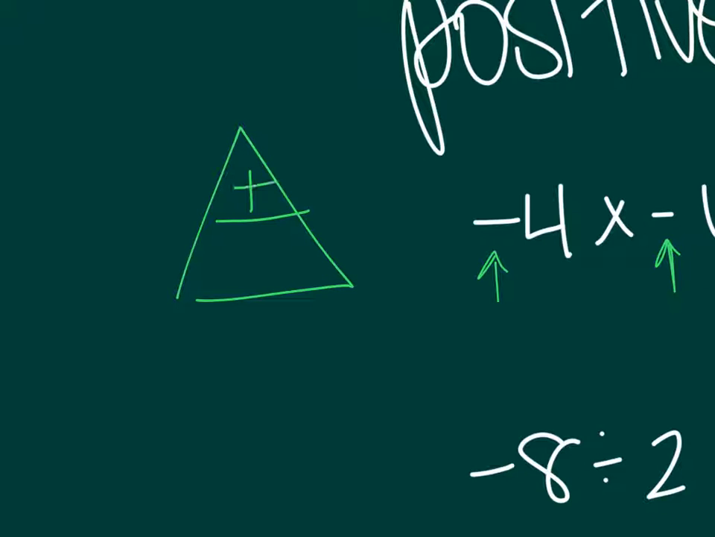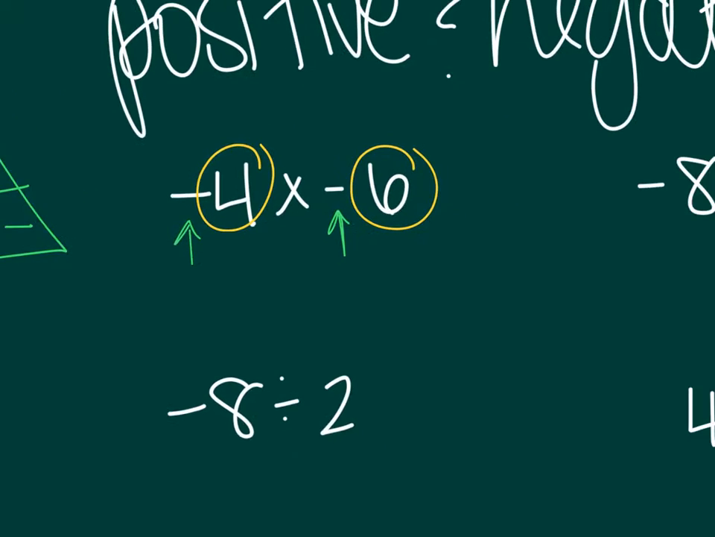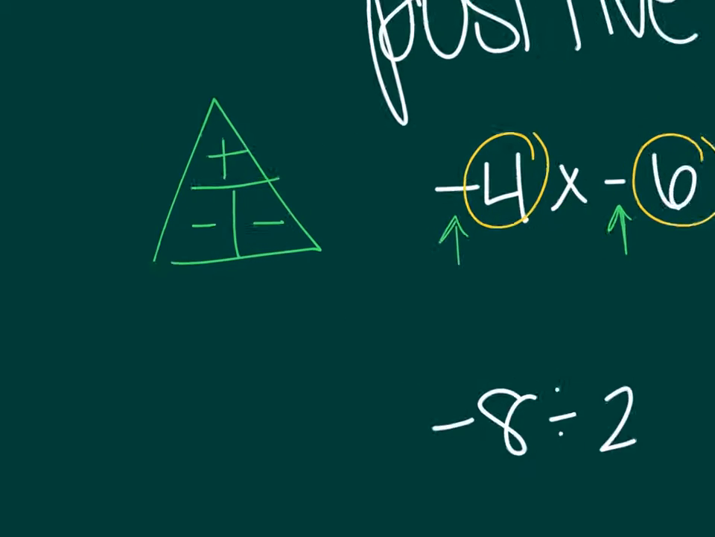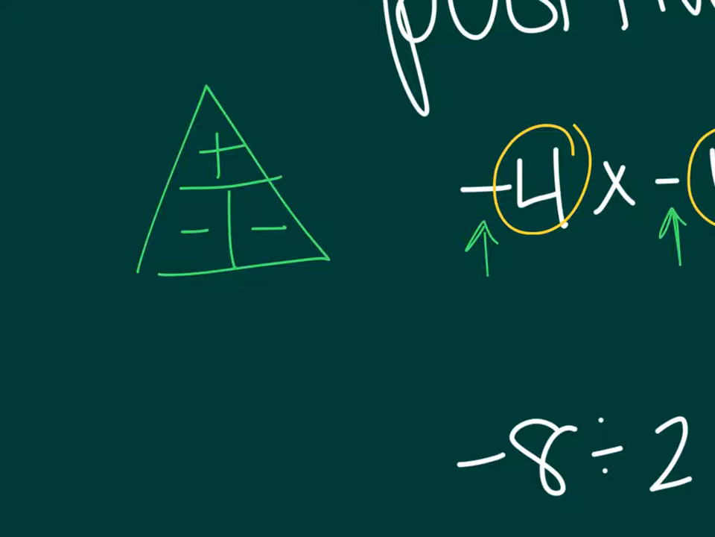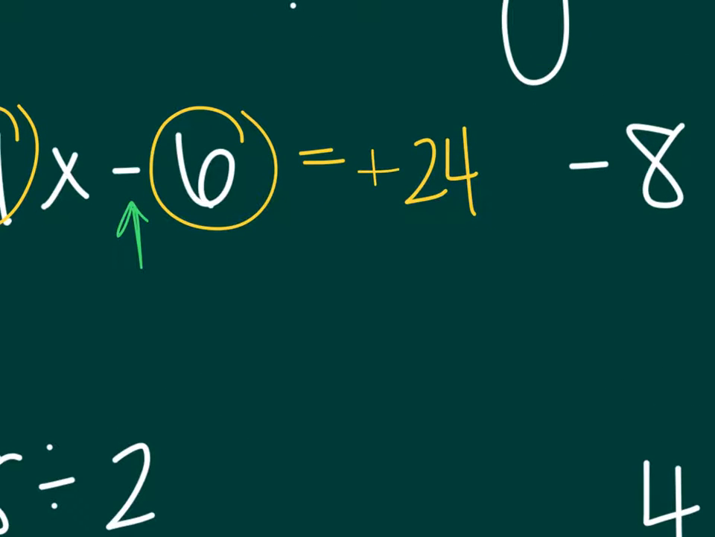We have a positive on top, we have a negative and a negative. So if I look at our first example, negative 4 times negative 6, I just want to look at 4 times 6, which equals 24. And then what I want to look at are the signs. Well, I have a negative times a negative, so a negative times a negative is going to leave me a positive. Alright, so 24 is going to be a positive.